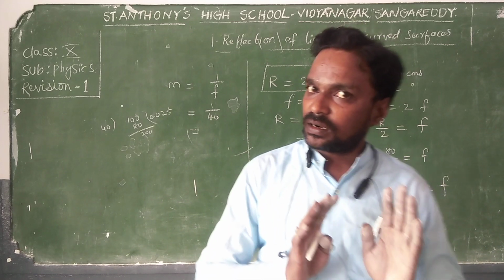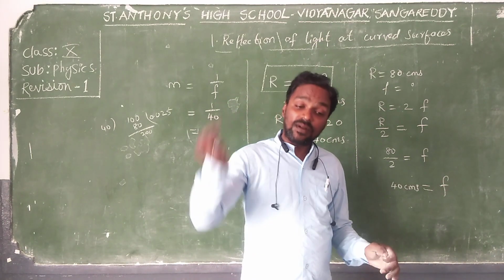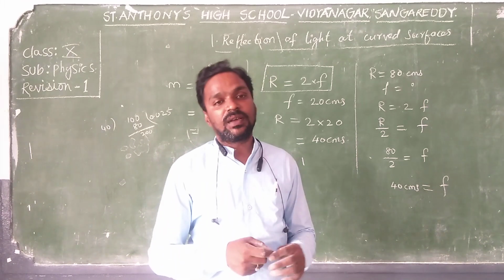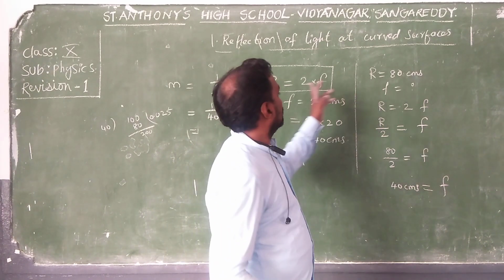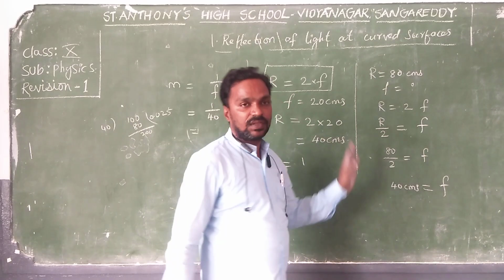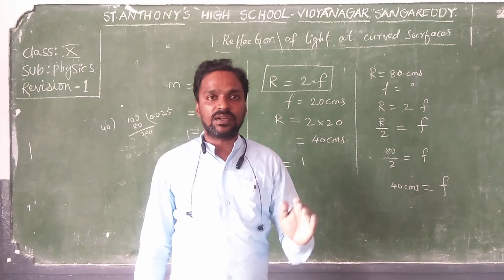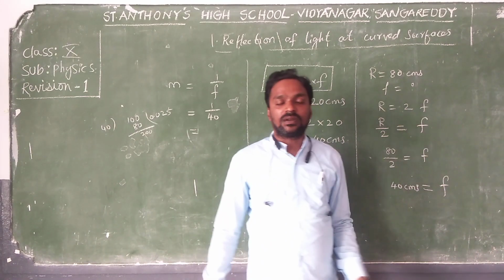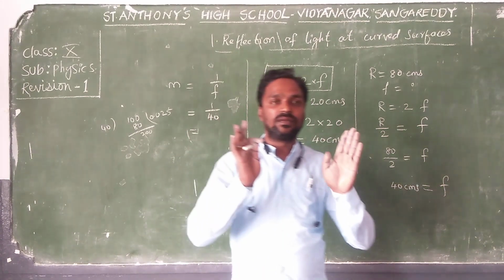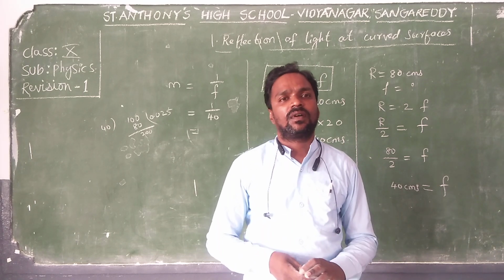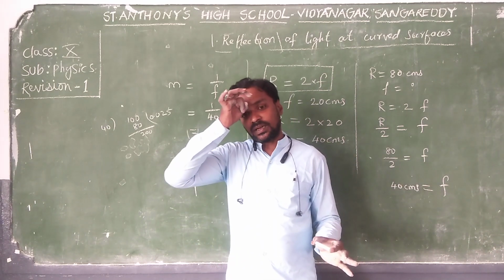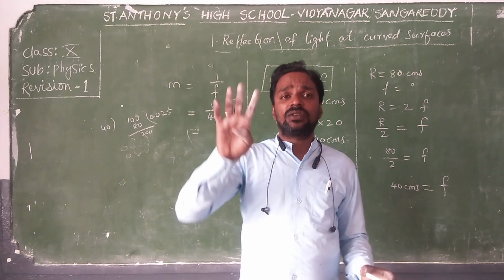So derivations are not important, but from the derivations, some key points will be coming. I told you r equal to 2f is 1 point, and from the derivations we can ask one problem. Sometimes a 2-mark question can be asked as objective type. There will be 30 multiple choice questions. From that, a 4-mark question can be asked.